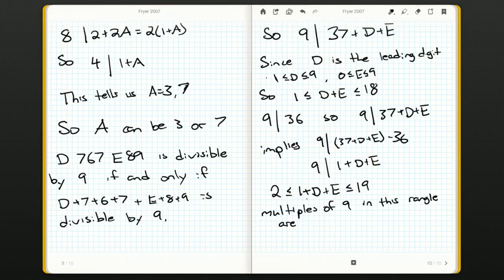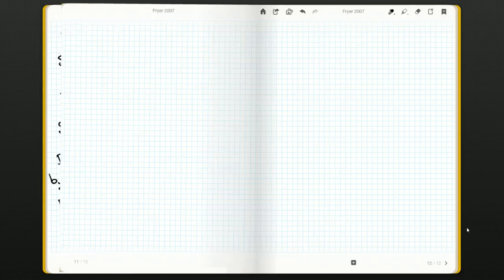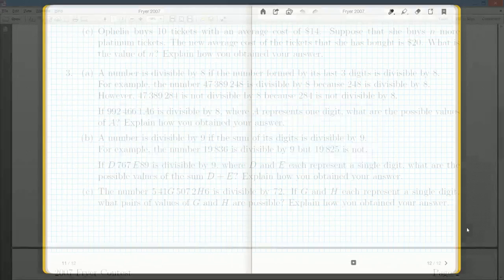So the multiples of 9 between 2 and 19 inclusive are 9 and 18. So D plus E is 9 minus 1, 8, or 18 minus 1, which is 17. And those are the possible values of D plus E. Now there's another part to this question, so let's get ourselves a scrap piece of paper here and take a look at C part.